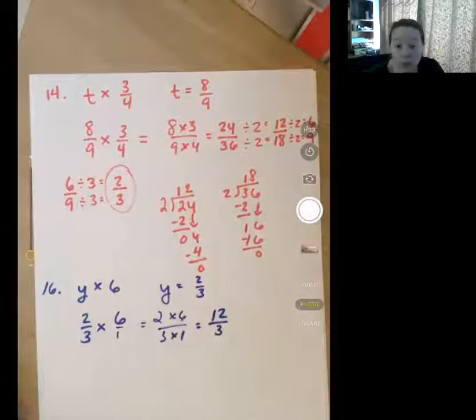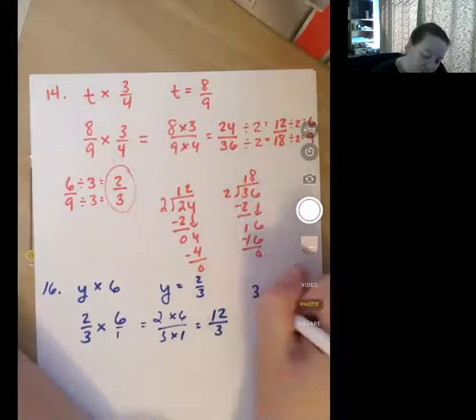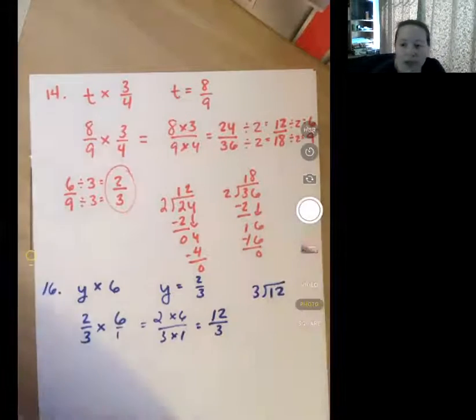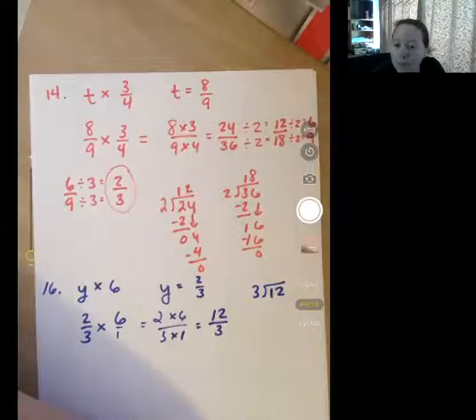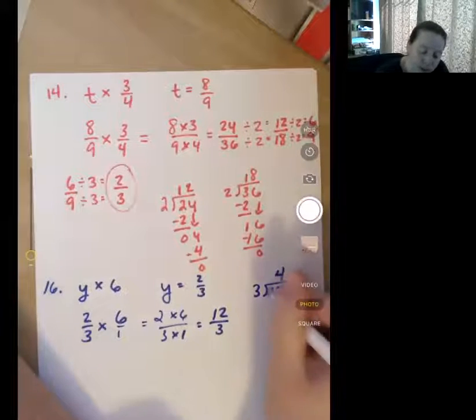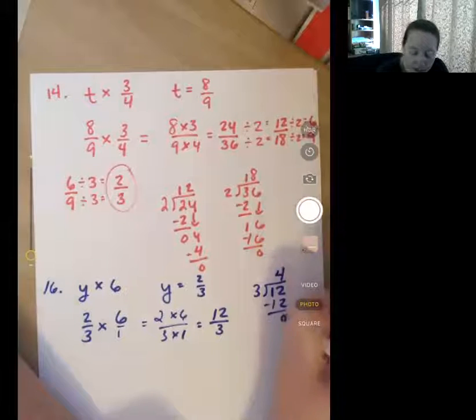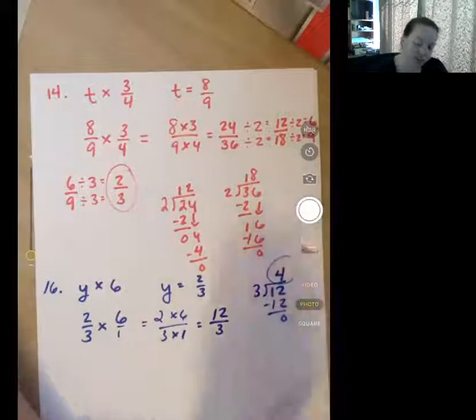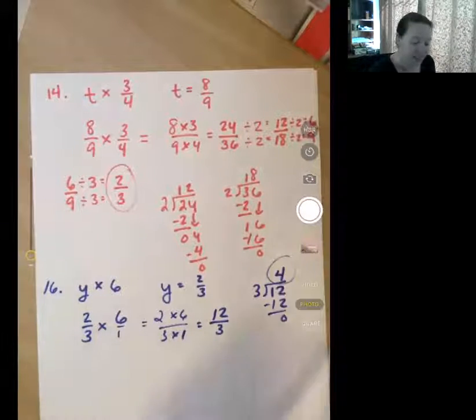Now, if I take 3 and put it into 12, how many times does 3 go into 12? 4 times. 4 times 3 is 12. 12 minus 12. So our answer ends up being 4. Number 18.